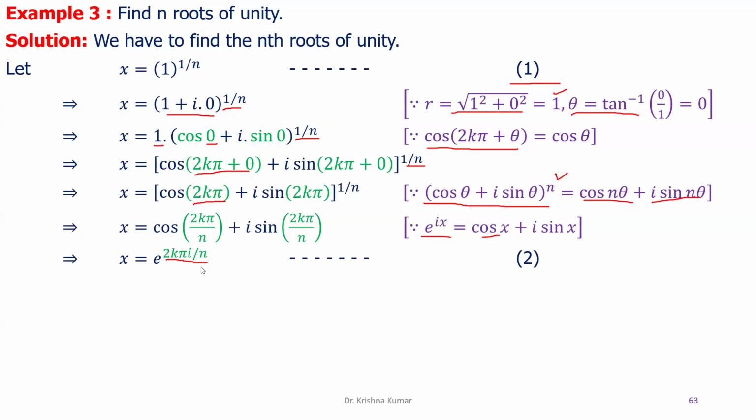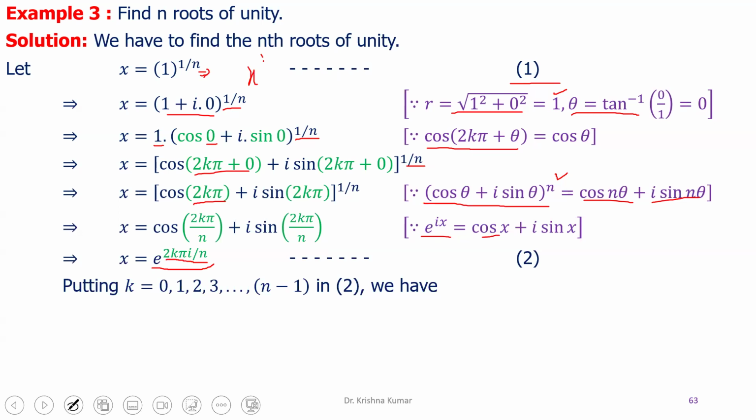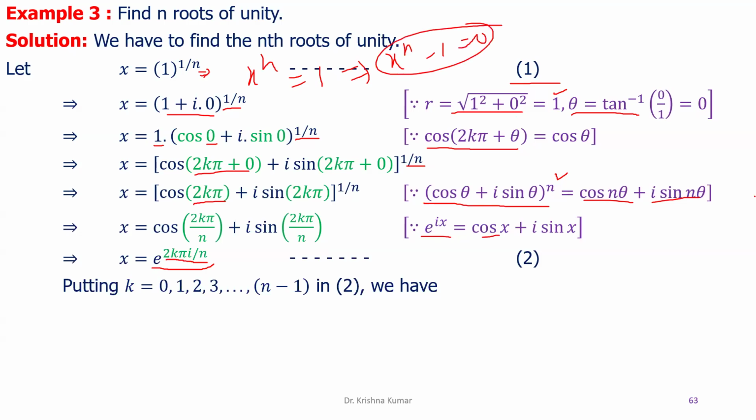Then if we put the value of k equal to 0, 1, 2, 3 up to n minus 1, we get the n number of roots, because this is the equation which can be written as x to the power n equal to 1, or x to the power n minus 1 equal to 0. So this equation has how many roots? n number of roots. So how to get that n number of roots?